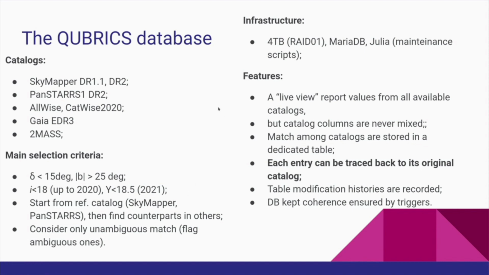The most important functionality provided by the database is that the final table collecting columns from the aforementioned catalogs is presented to the user as a live view, where each value can be traced back to the original catalog providing it. In other words, the link to the original catalog is always preserved, and we can switch from one catalog to the other as needed.